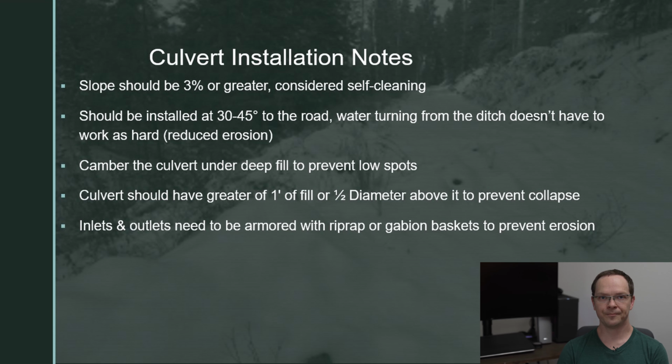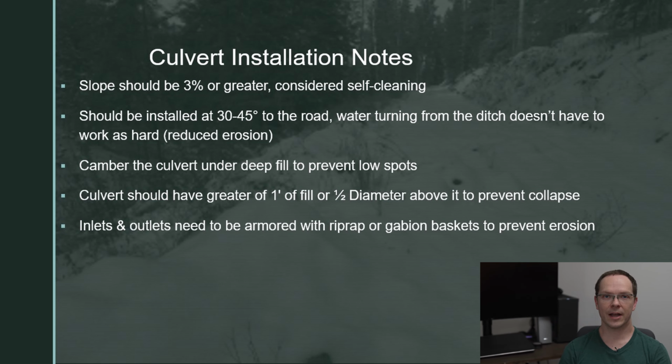This slide gives some notes on culvert installation so that you're following best practices. The culvert cross slope, and that's the road going across the road, should be 3% or more. That's considered self-cleaning. The culvert should be installed 30 to 45 degrees across the road. So if my hand was the road, you want the culvert angled at 30 to 45 degrees, so here or here, and obviously the water would be coming down, so it accelerates out and gets off onto the low side slope.